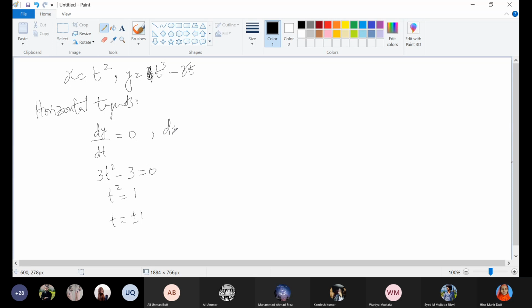So dx over dt should not be equal to 0. So what is dx over dt? It is 2t. So 2t is not equal to 0 at t is equal to plus minus 1. So I have to exclude all the points for which dx over dt is equal to 0. So when I put t is equal to 1, x is equal to 1, and y is equal to what? Minus 2. I have to determine the points as well.